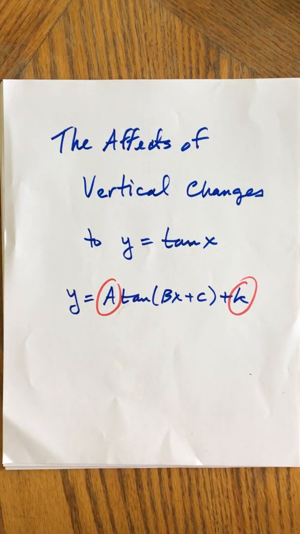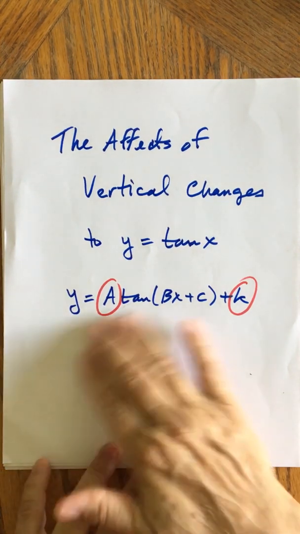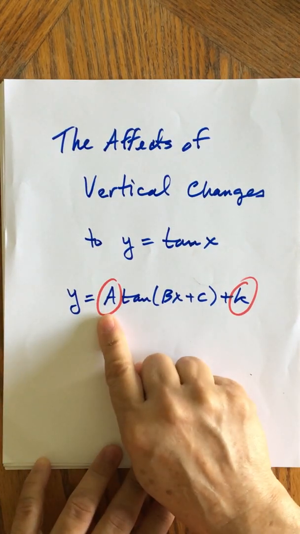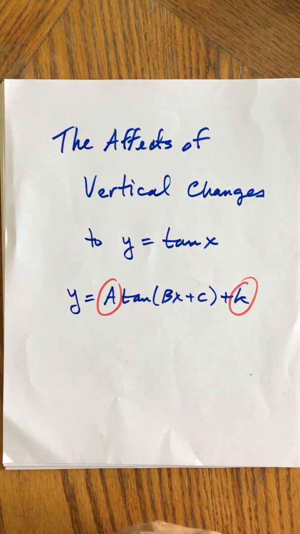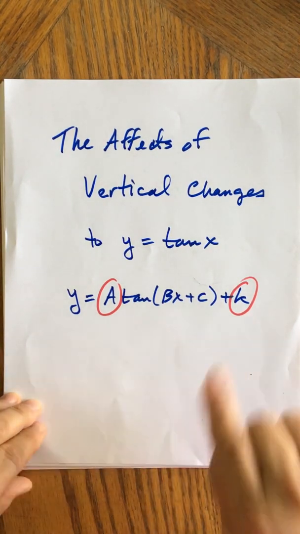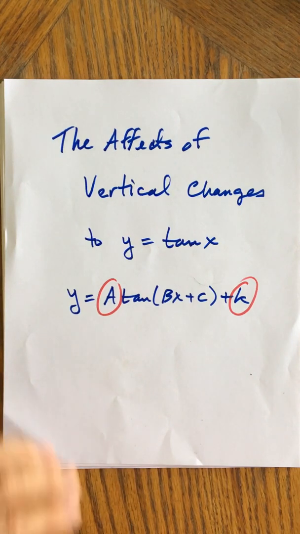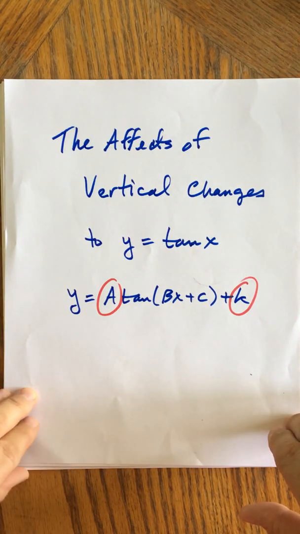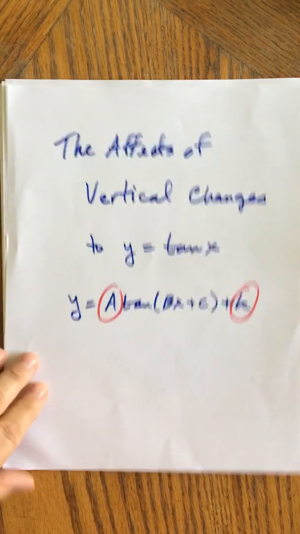Hello, in this video I want to talk about the effects of vertical changes to the graph y equals tangent x. If I put all the coefficients into your tangent equation, we are talking about A, which affects the stretching from the horizontal axis, and then K, which involves translation, or just shifting, where you don't change the shape of the graph in any way, you just move it up or down from the horizontal axis. All right, so that's what we're going to look at.